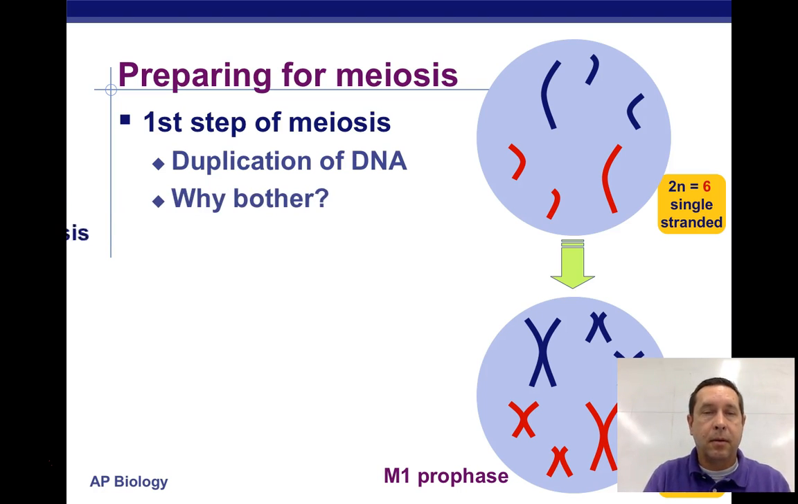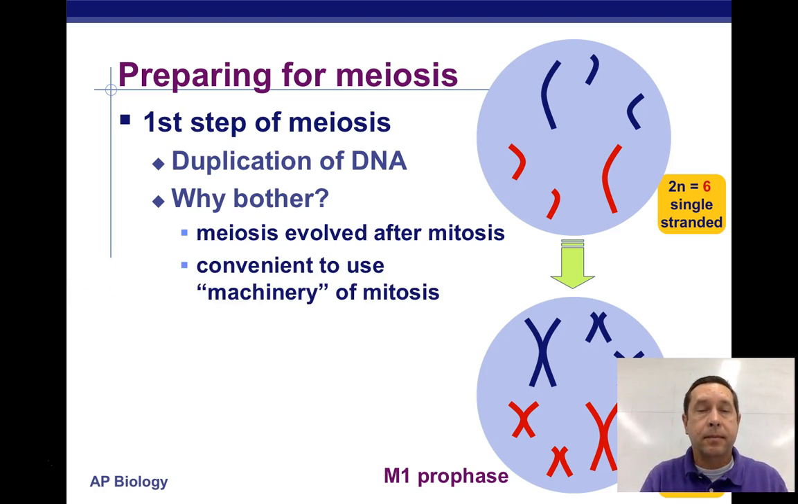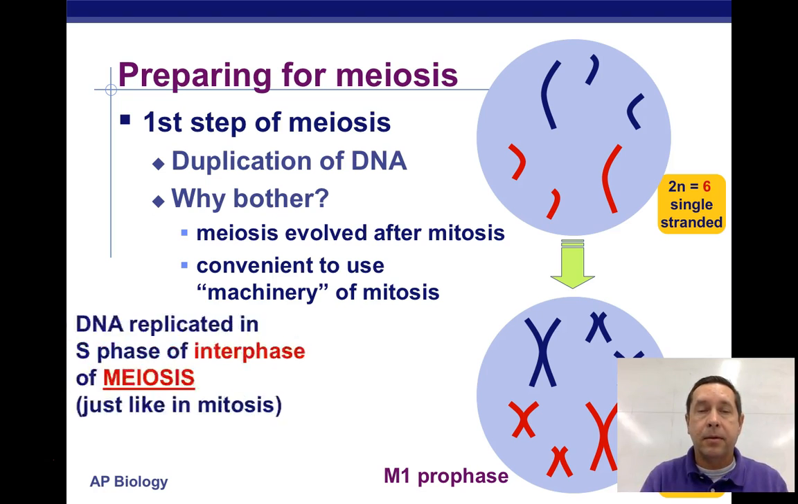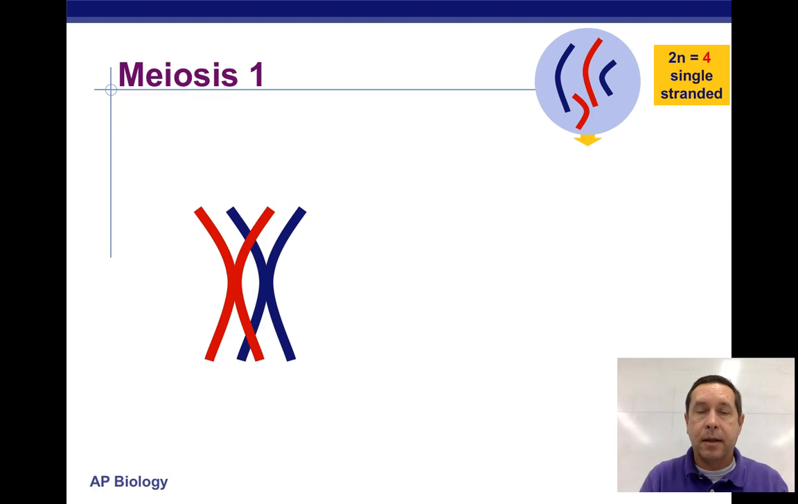Good. So why do we do this? Meiosis has evolved from mitosis, so that step is kind of conserved from mitosis. We kind of use the same machinery for meiosis that the cell uses for mitosis. So again, you have a DNA replication, just like with mitosis.